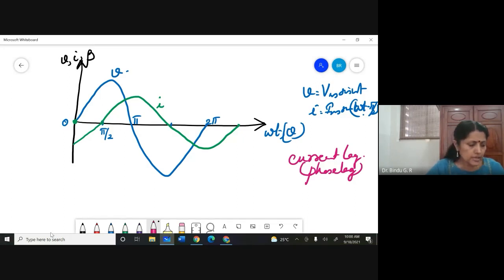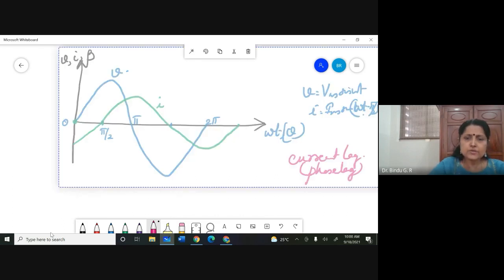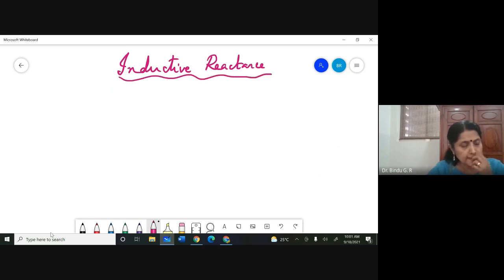Because it is not like a purely resistive circuit, we need to introduce a new term, which is called inductive reactance. Have you all drawn this? Yes, ma'am. We don't have a resistance here, so we need some other kind of terminology to represent this.